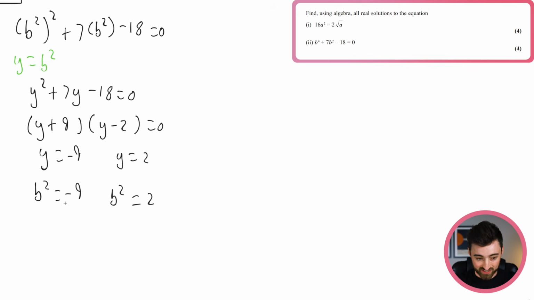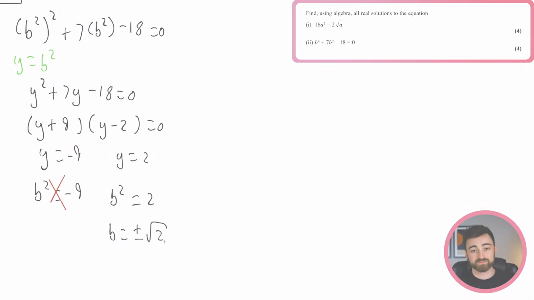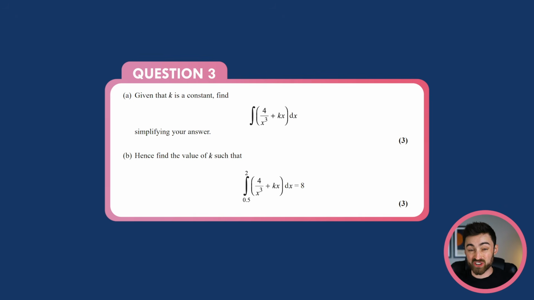This has no solutions. And before all you further maths nerds go on at me and say, no, imaginary numbers, we're only looking for real solutions to this equation, okay? So within the real numbers, there are no numbers that square to get minus 9. So that, no solutions. Second one, I square root both sides to get b equals plus minus the square root of 2. Question 3, integration already.